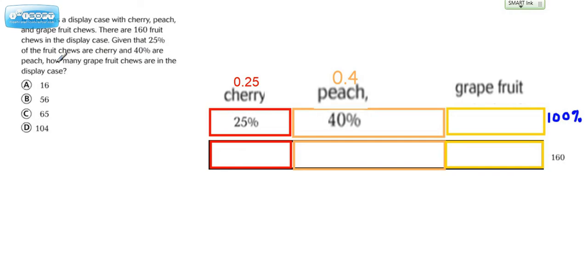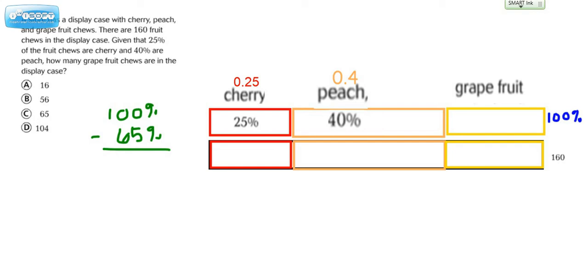So they want to actually know how many actual chews, not the percent, although we do need to figure out the percent to get the answer. Now we know that if we add the cherry, the peach, and the grapefruit all together, that would be all the fruit chews, which would be 100%. So we need to figure out the percent first. If we add these two things together, that would be 65%, and if we subtract the 65% from the all of it number, which is 100%, then that would give us the percent for the grape.